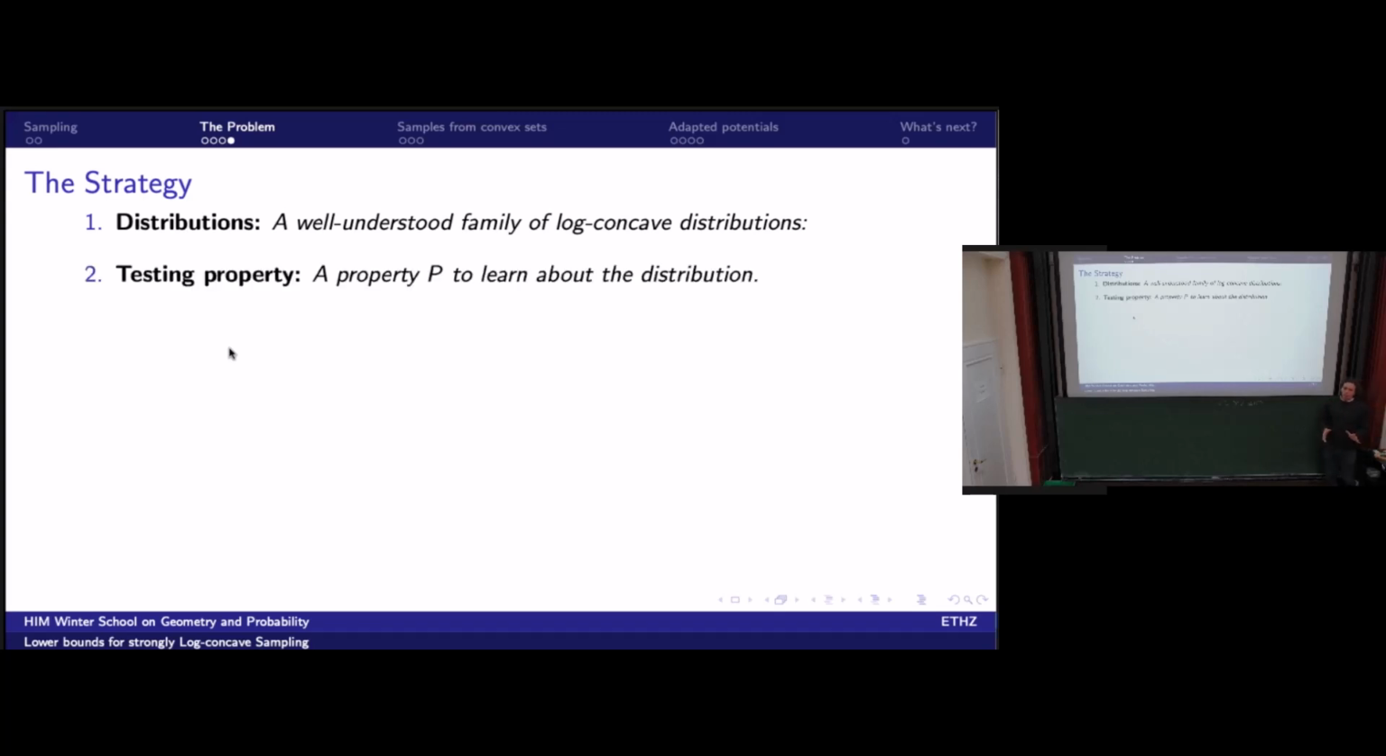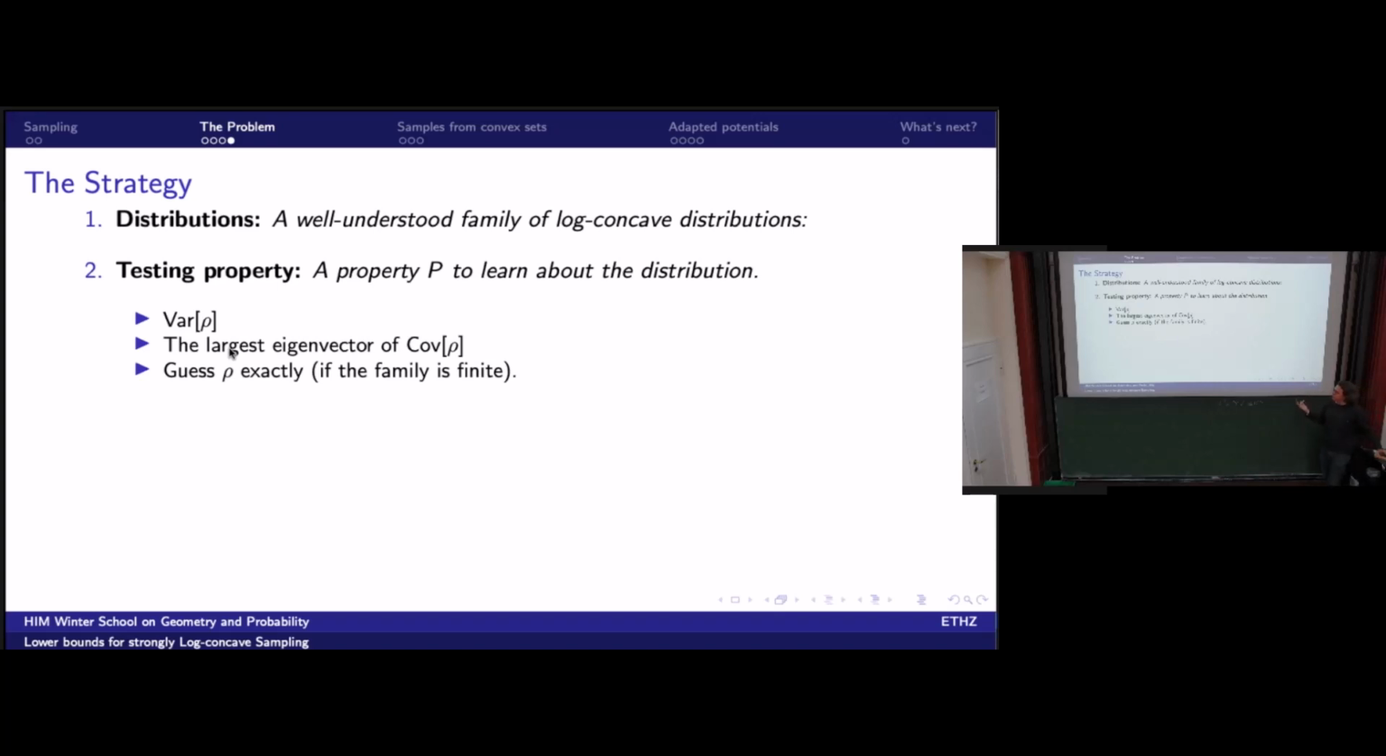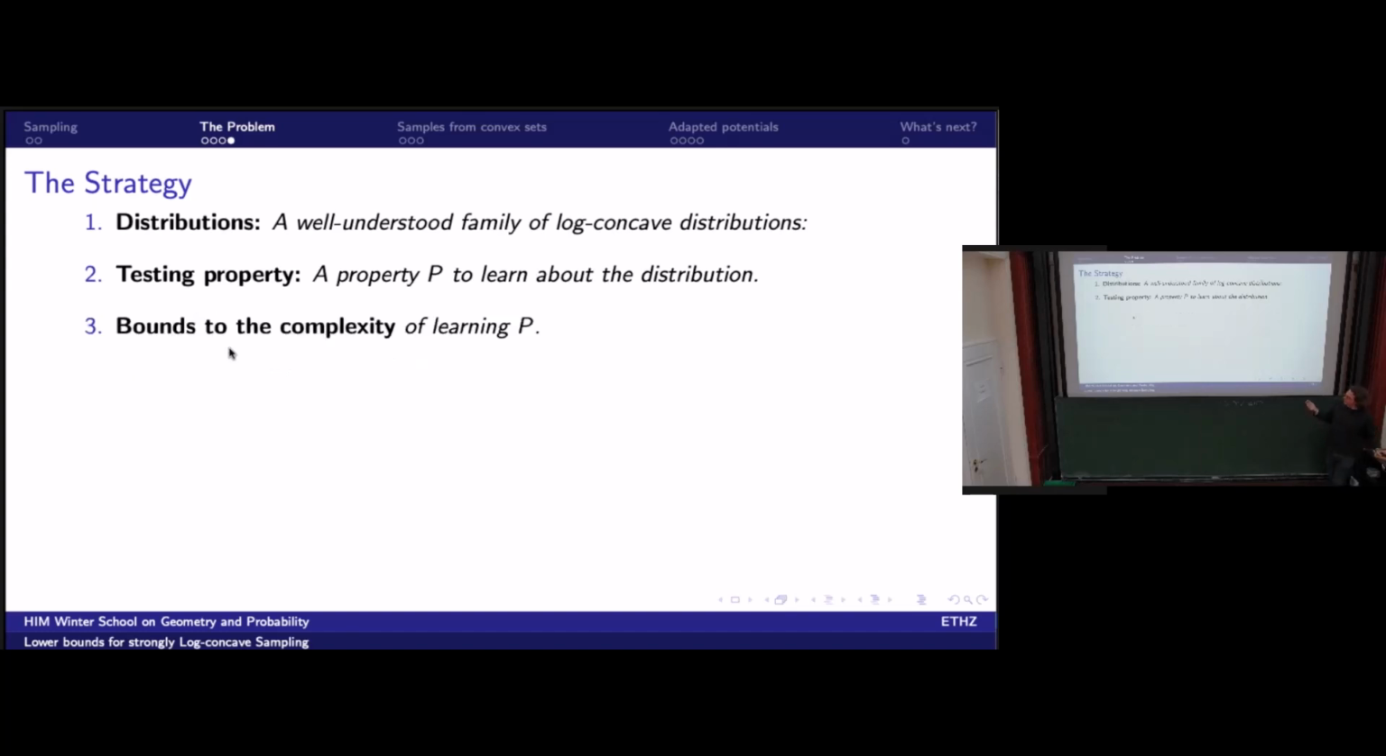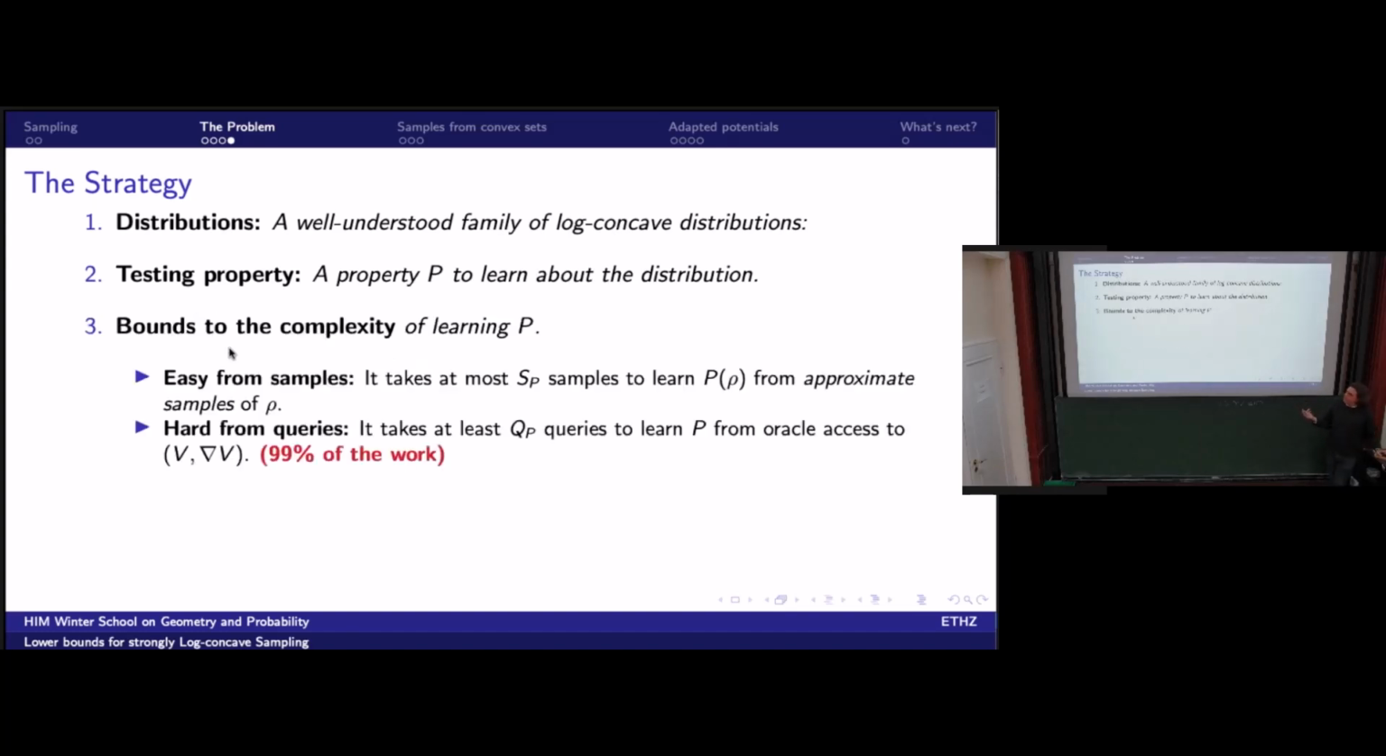And then we're going to pick a property. A property is something that we want to learn about the distribution. It could be the mean, it could be the variance, it could be the largest eigenvector of the covariance matrix, or maybe if the distribution is finite, the challenging property would be to guess which distribution I gave you. So I'm going to give you a distribution and a property, and I want you to guess the value of the property for the distribution. But what I want for the property is two things.